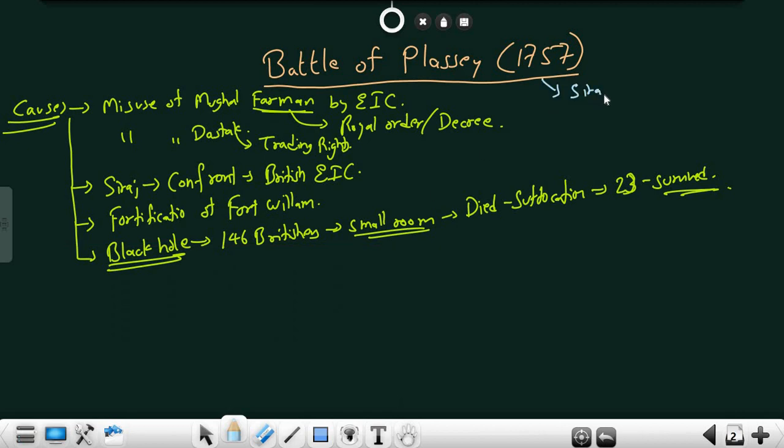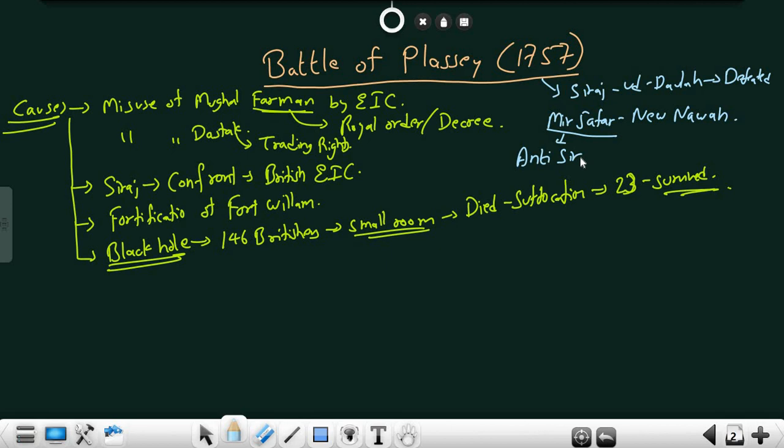So Siraj-ud-Daulah got defeated by East India Company, and British made Mir Jafar as a new Nawab. And remember, this Mir Jafar was the member of anti-Siraj clique, which was against the administration of Siraj-ud-Daulah.